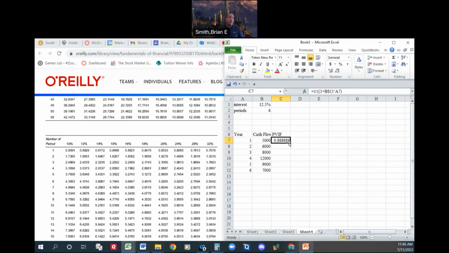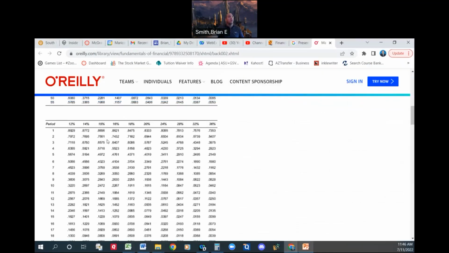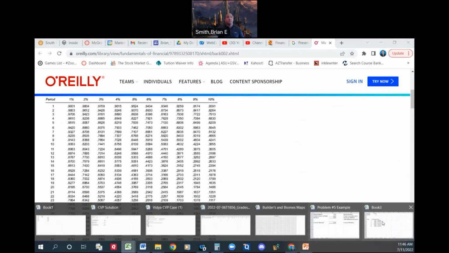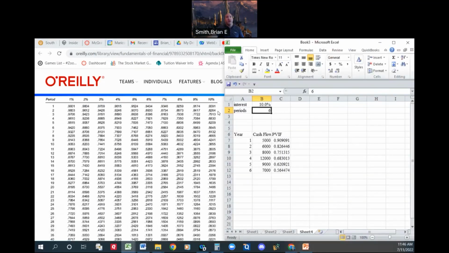I did it this way so that when I drag this down here, it's going to give me all of these present value interest factors. Now, how do we know if this is correct or not? We don't, until we come over here and we put in 10. Now let's come over here and check our numbers. Do these line up? Let's go up to our 10%, it's right there. Let's check our numbers here. 9091, 909. It would be one.